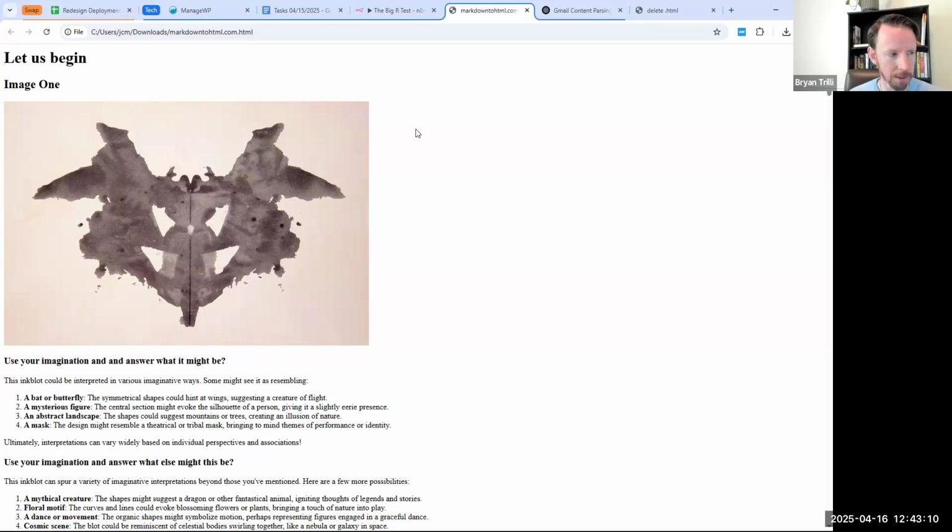What is a Rorschach test? The Rorschach test, also known as the inkblot test, is a psychological exam where people describe what they see in a series of ink blots. It's used to analyze a person's personality characteristics and emotional functioning. The interpretations can give insights into how someone perceives the world and themselves.